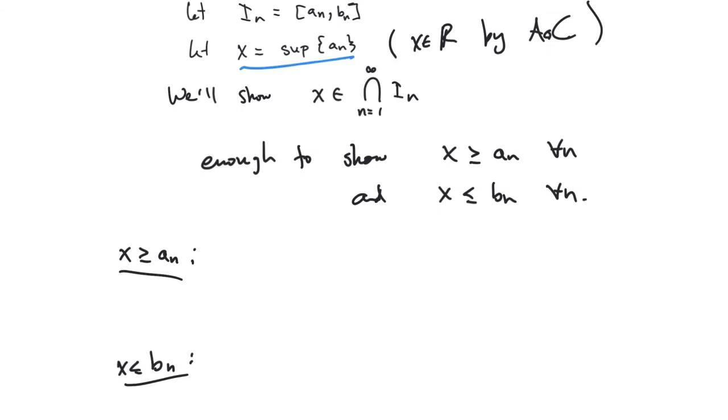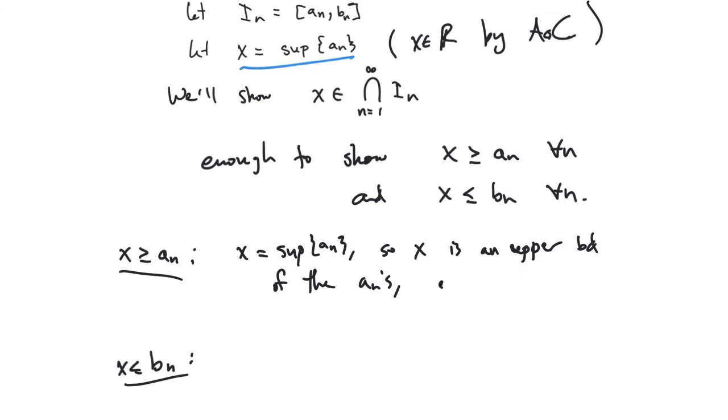X, let me try and write that. X is the sup of the an's. So x is an upper bound of the an's. So x is greater than or equal to an for all n, right? Because it is an upper bound, okay? We have not yet used the fact that it's the least of all the upper bounds. Well, maybe we'll use that in the second part.